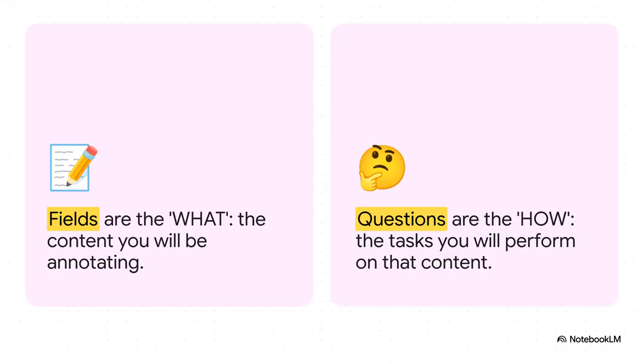Okay, this next part is probably the most important concept to get your head around. To configure an Argilla dataset, you just need to understand two things: fields and questions. The easiest way to remember it is like this. Fields are the what, the actual content you'll be annotating, and questions are the how, the tasks you'll ask your annotators to perform on that content.